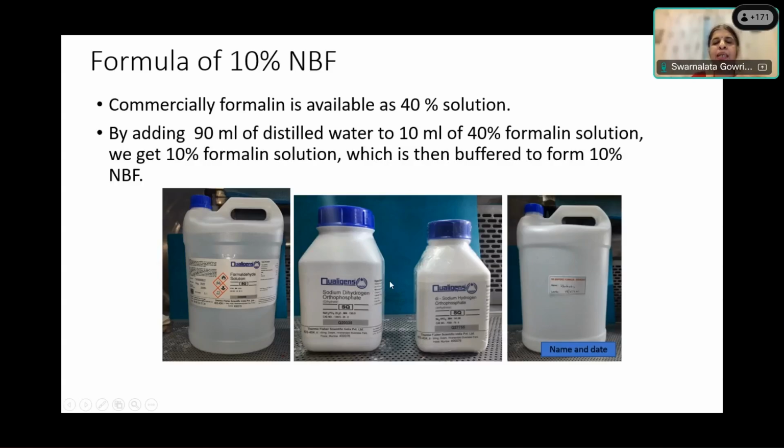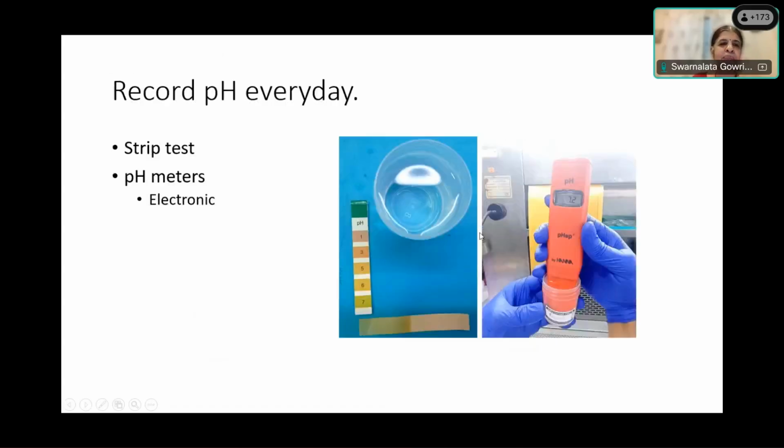By using a combination of these salts in a particular proportion, we make the buffered formalin. For every can we make, we write the name of who prepared it and the date when prepared. It's important to fix the responsibility. So in our hospital, we even write the name of the person who has prepared it, so should anything go wrong, we know whom to ask.